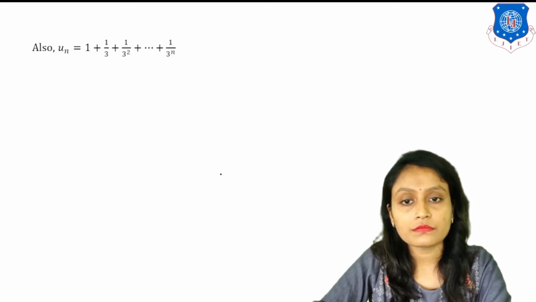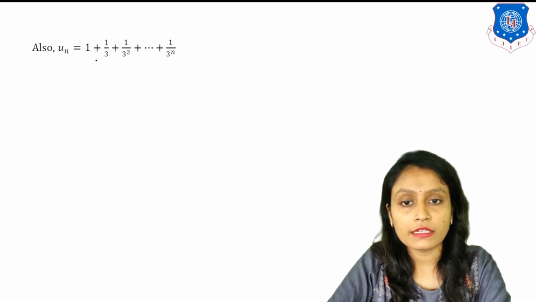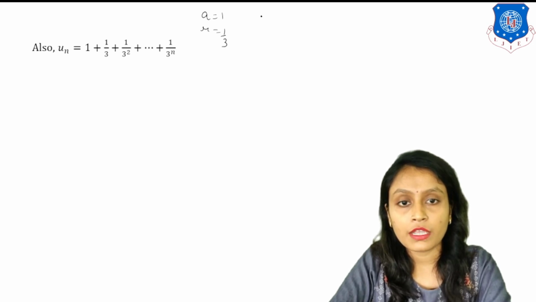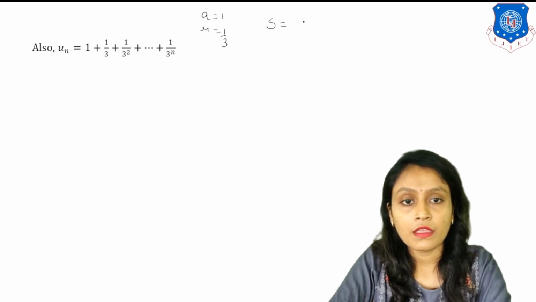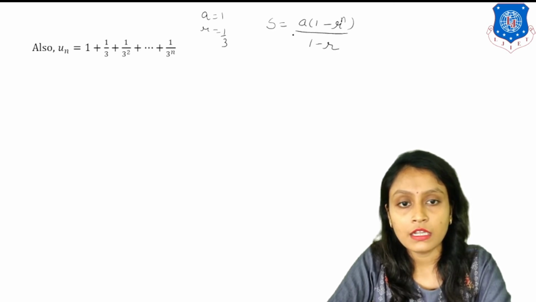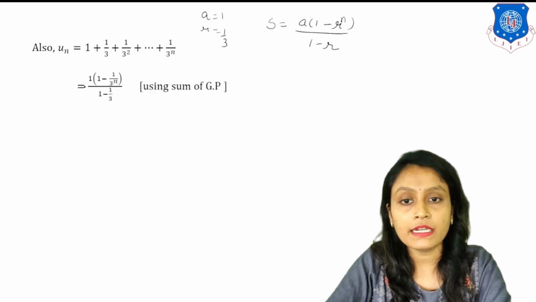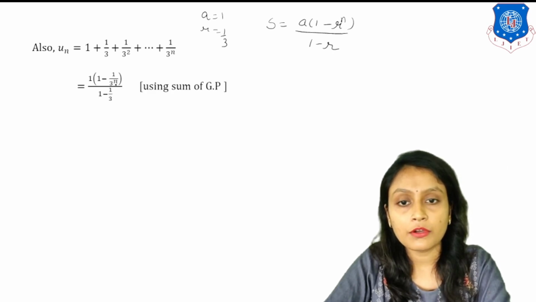Now, we will check whether it is bounded or not. For that, firstly write down un, that is 1 plus 1 upon 3 plus 1 upon 3 square plus and so on up to 1 upon 3 raised to n. Now as you can see, this is a geometric series where the first term a is 1 and the common ratio r is 1 upon 3. So what is the sum formula? a into 1 minus r raised to n upon 1 minus r. We will apply this formula. So you will get 1 into 1 minus 1 upon 3 raised to n upon 1 minus 1 upon 3.